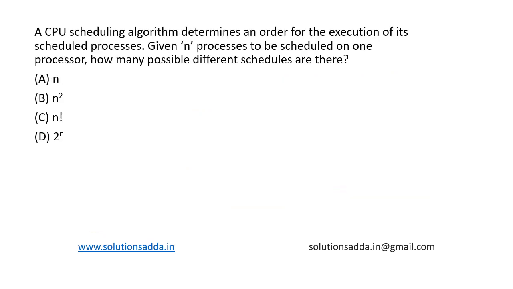This is a question from operating system. A CPU scheduling algorithm determines an order for execution of its scheduled processes. Given n processes to be scheduled on one processor, how many different schedules are possible? So assume it is non-preemptive. This is the first assumption.